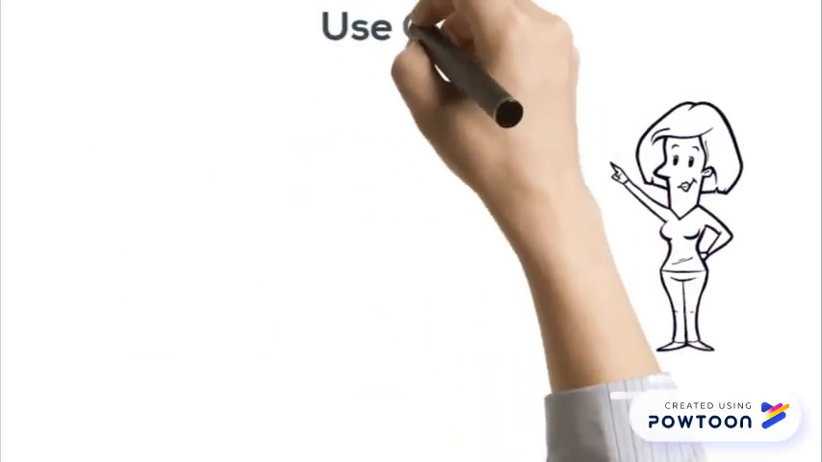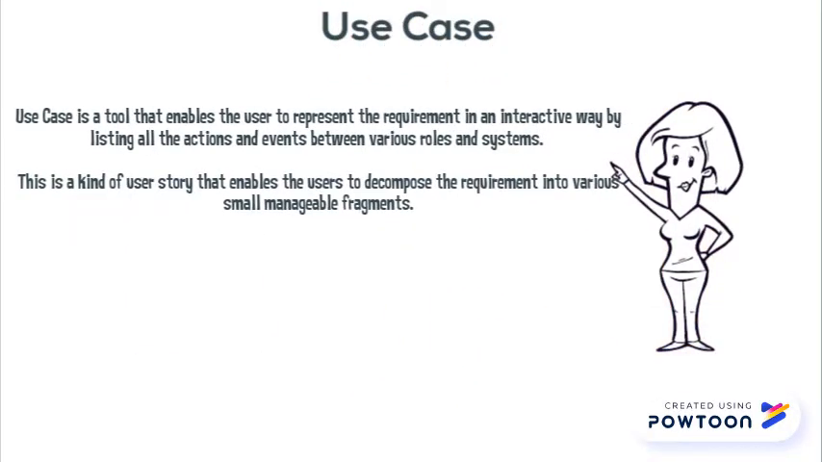What is a use case? Use case is a tool that enables the user to represent the requirement in an interactive way by listing all the actions and events between various roles and systems. This is a kind of user story that enables the users to decompose the requirement into various small manageable fragments.